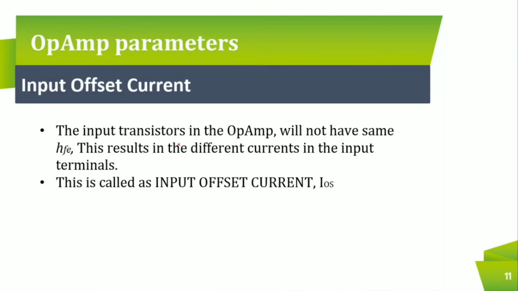Next is output offset current. Now, as I told you, there are two transistors connected to the inputs. If this is pin number 2, there will be one more transistor which is connected to pin number 3. Okay. So not only VBE, we have some other parameters called beta.